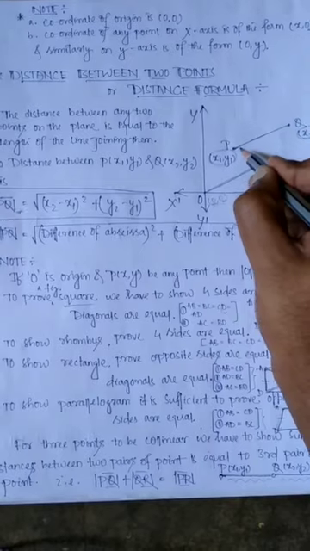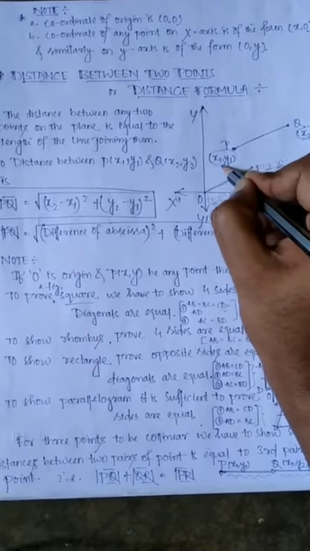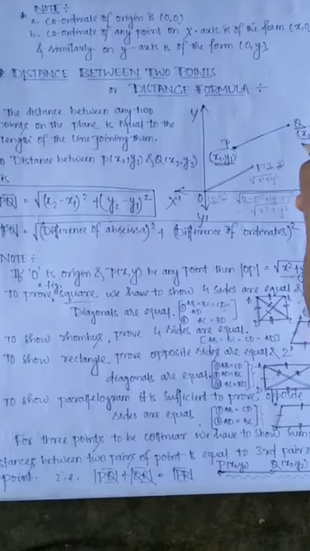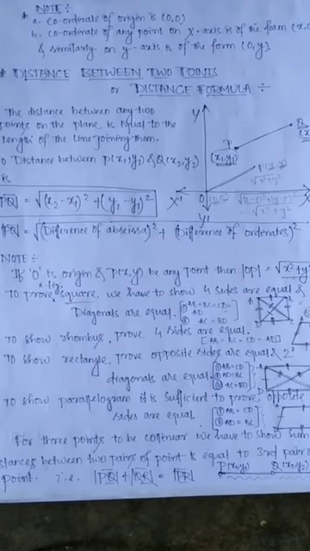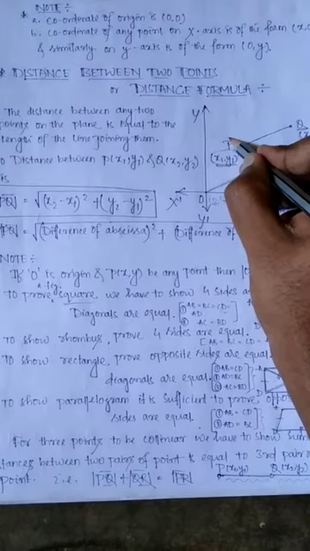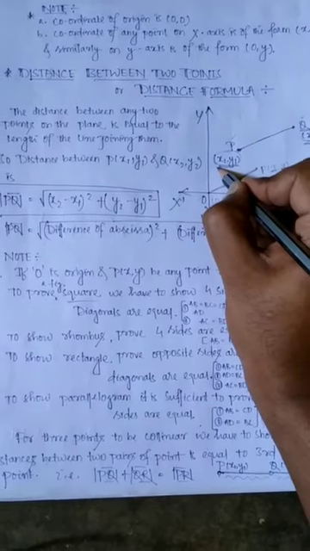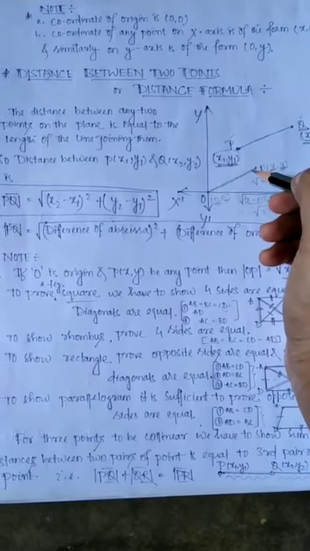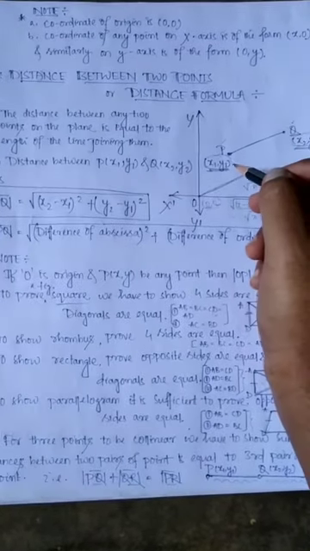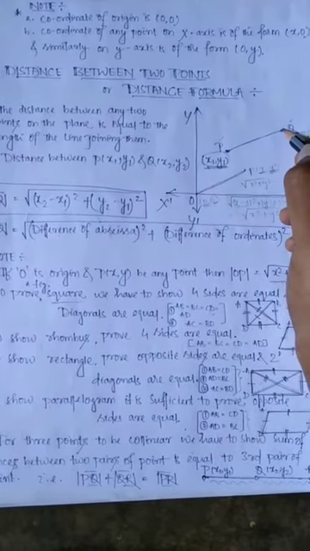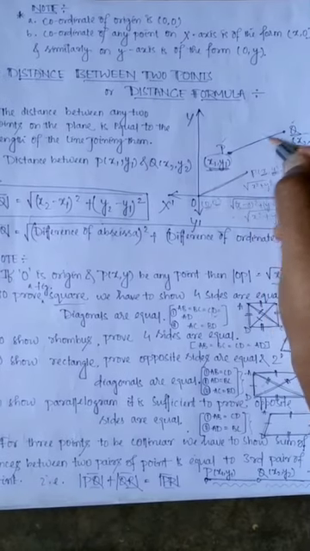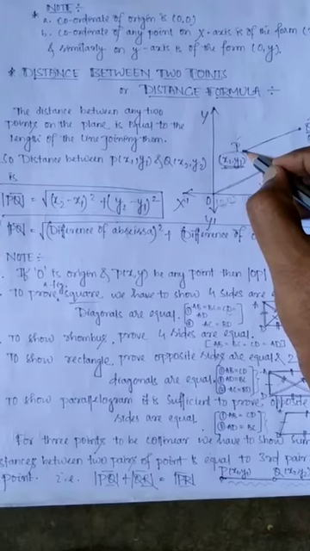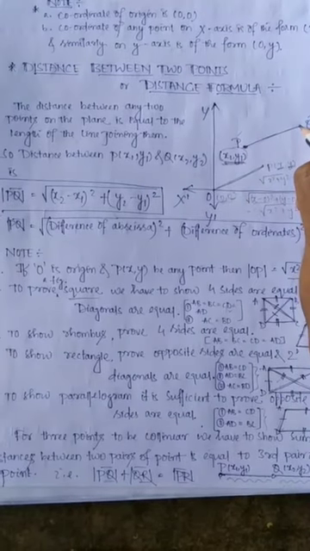So here P is any point whose coordinate is x1, y1. Q is a point whose coordinate is x2, y2. We should remember that in every point, first we will write the x component and next we will write the y component. So the distance between P and Q is equivalent to the length of the line PQ.